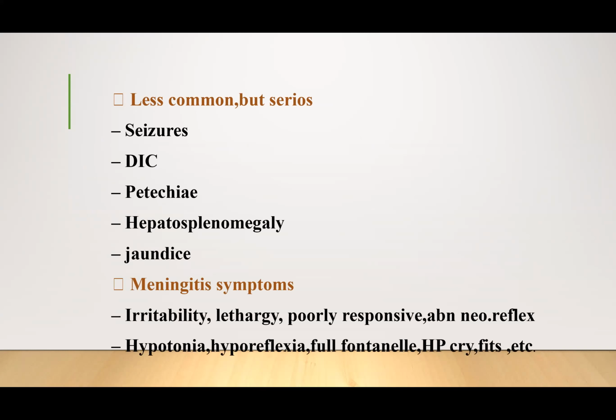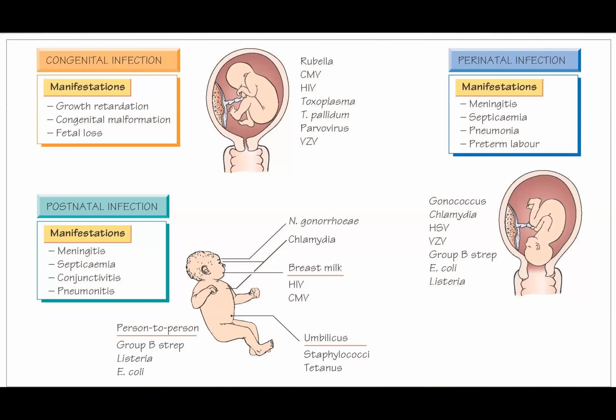DIC, I mean disseminated intravascular coagulation, is an important sign, especially if the baby starts to bleed. Petechiae, hepatosplenomegaly, jaundice, meningitic syndrome, irritability, lethargy, poor response of the baby is a very bad sign. Abnormal neonatal reflexes, hypotonia, all this can be signs of sepsis. So it is very broad signs and symptoms.